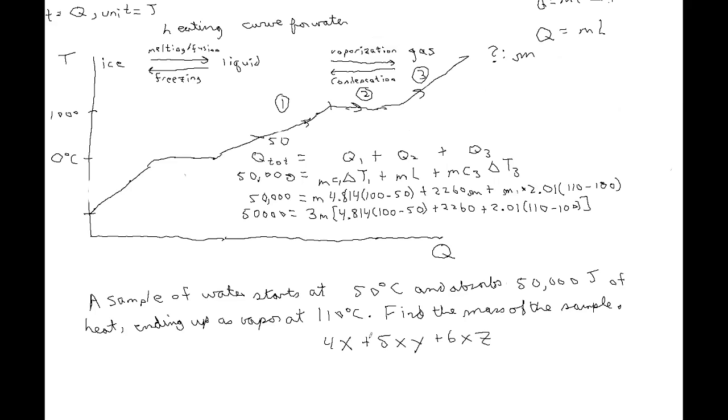Let's do a little algebra review here. What can you factor out an x from here? So how would you rewrite this if you factored out an x? X times 4 plus 5y plus 6z.